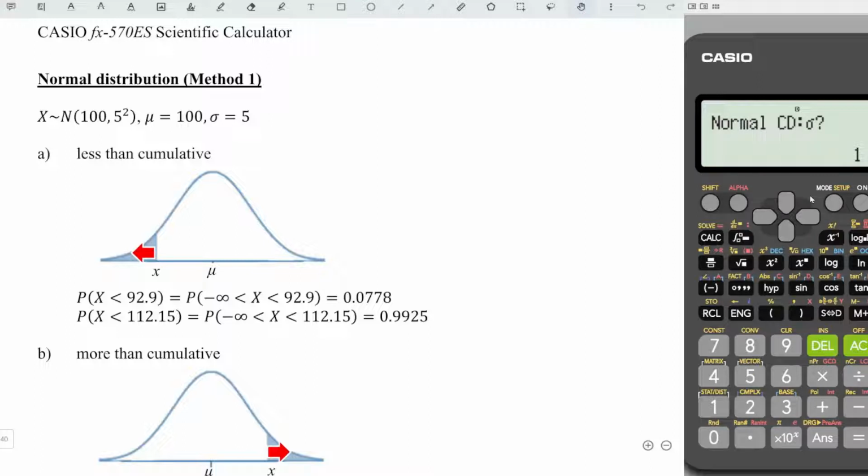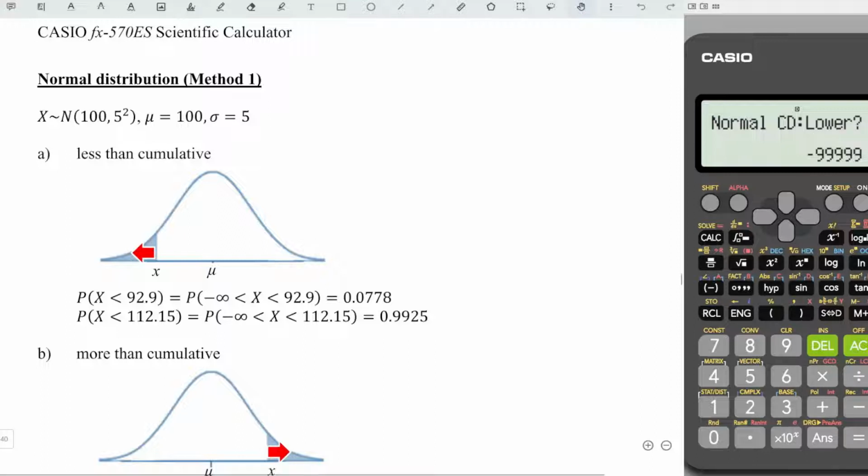Press equal. Sigma is the standard deviation, for this case is 5. Mu is the mean, which is 100 for this case. Press equal, and we should obtain the probability, which is equal to 0.0778, rounded to the nearest 4 decimal places. Let's try for the second example. Press equal since we already in the normal distribution function.